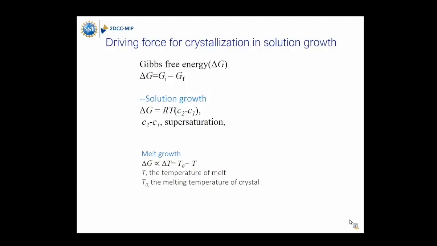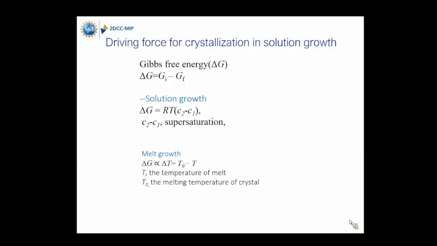Here delta G represents the change of the Gibbs energy: this is the Gibbs energy before nucleation, before the reaction, and this is the Gibbs energy of the final product. That means with nucleation happening, the total free energy of the system decreases. In solution growth, the decrease of the free energy is proportional to supersaturation, which is the difference of solute concentration. In melt growth, the principle is different.